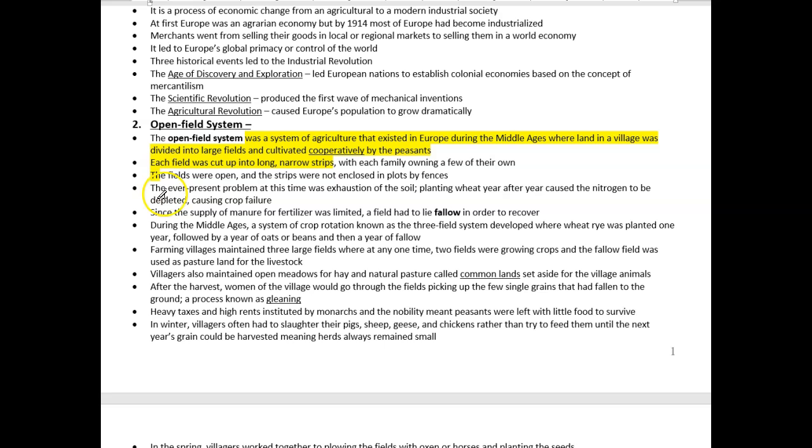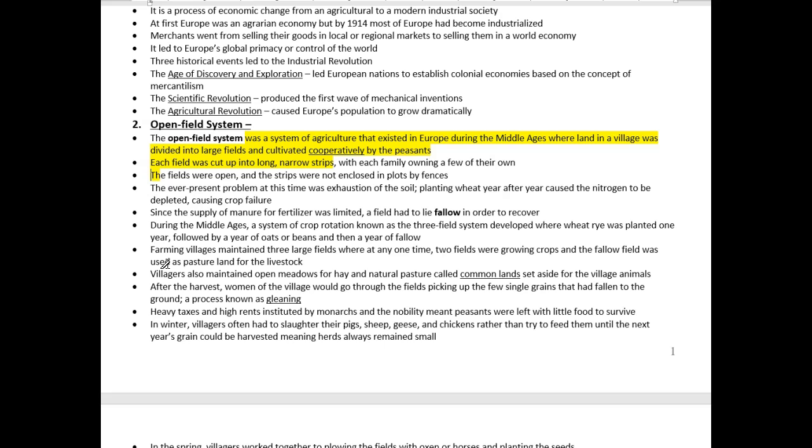All right, so the ever-present problem at this time was exhaustion of the soil. Planting wheat year after year caused the nitrogen to be depleted, causing crop failure. Since the supply of manure for fertilizer was limited, a field had to lie fallow in order to recover. During the Middle Ages, a system of crop rotation known as the 3-field system developed, where wheat or rye was planted one year, followed by a year of oats or beans, and then a year of fallow.